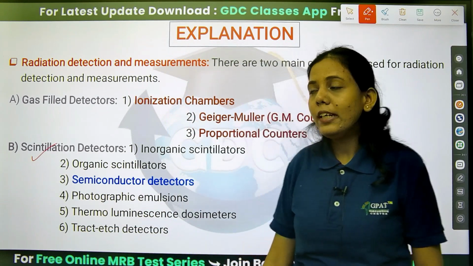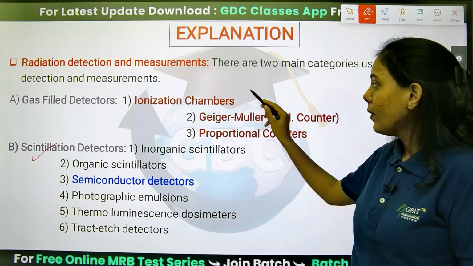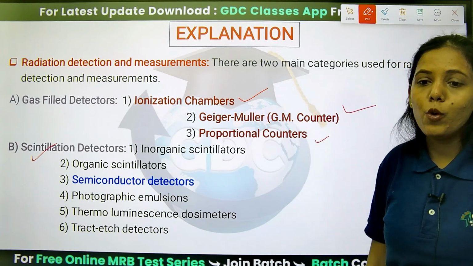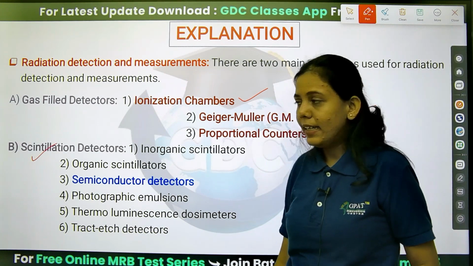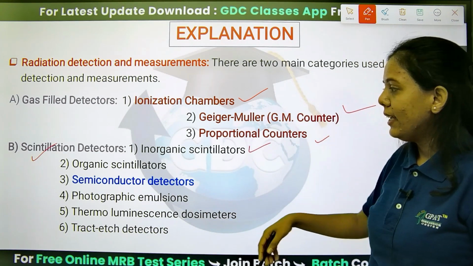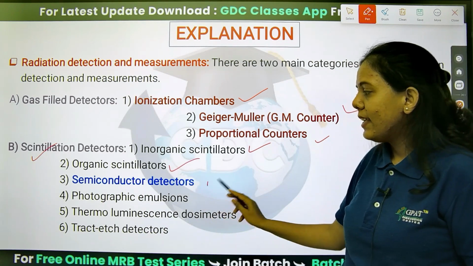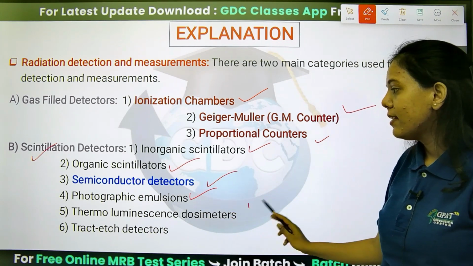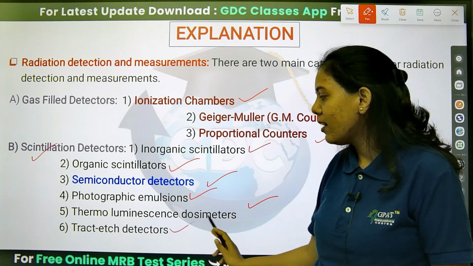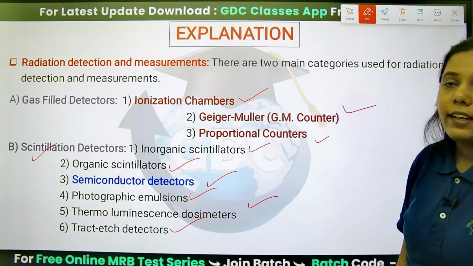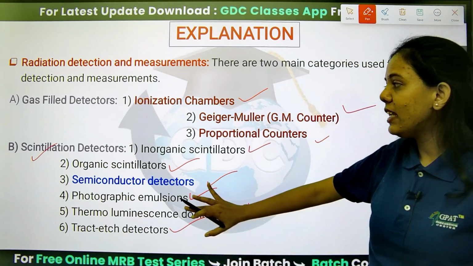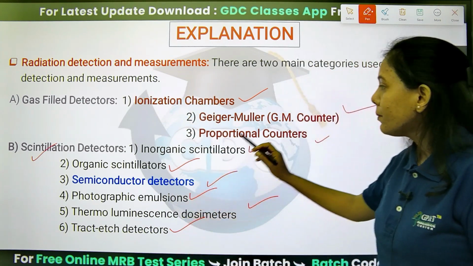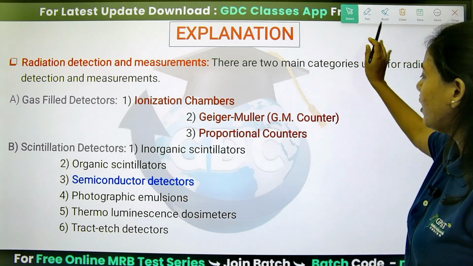The gas filled detectors are three: ionization chambers, GM counter and the proportional counter, whereas scintillation detectors are inorganic scintillators, organic scintillators, semiconductor detectors, photographic emulsions, thermoluminescence dosimeters and track detectors. So these are the types of scintillation, whereas gas filled has only three. So semiconductor is the right answer.